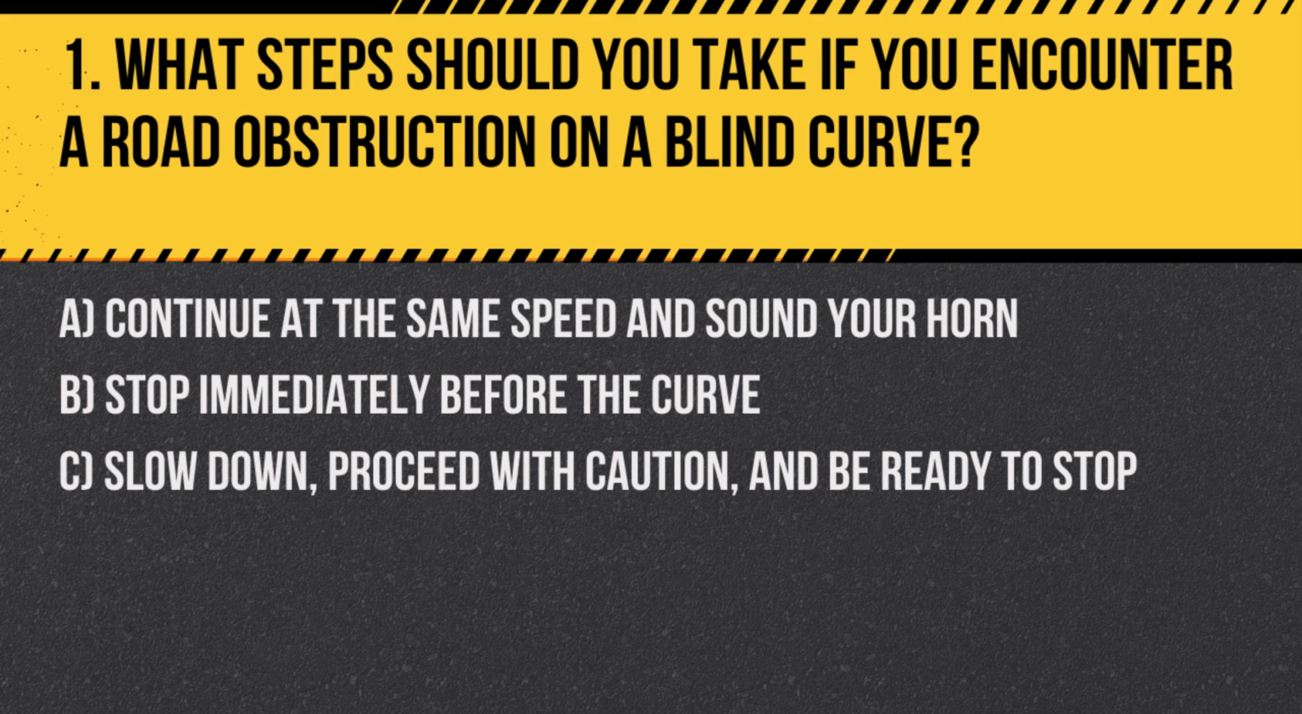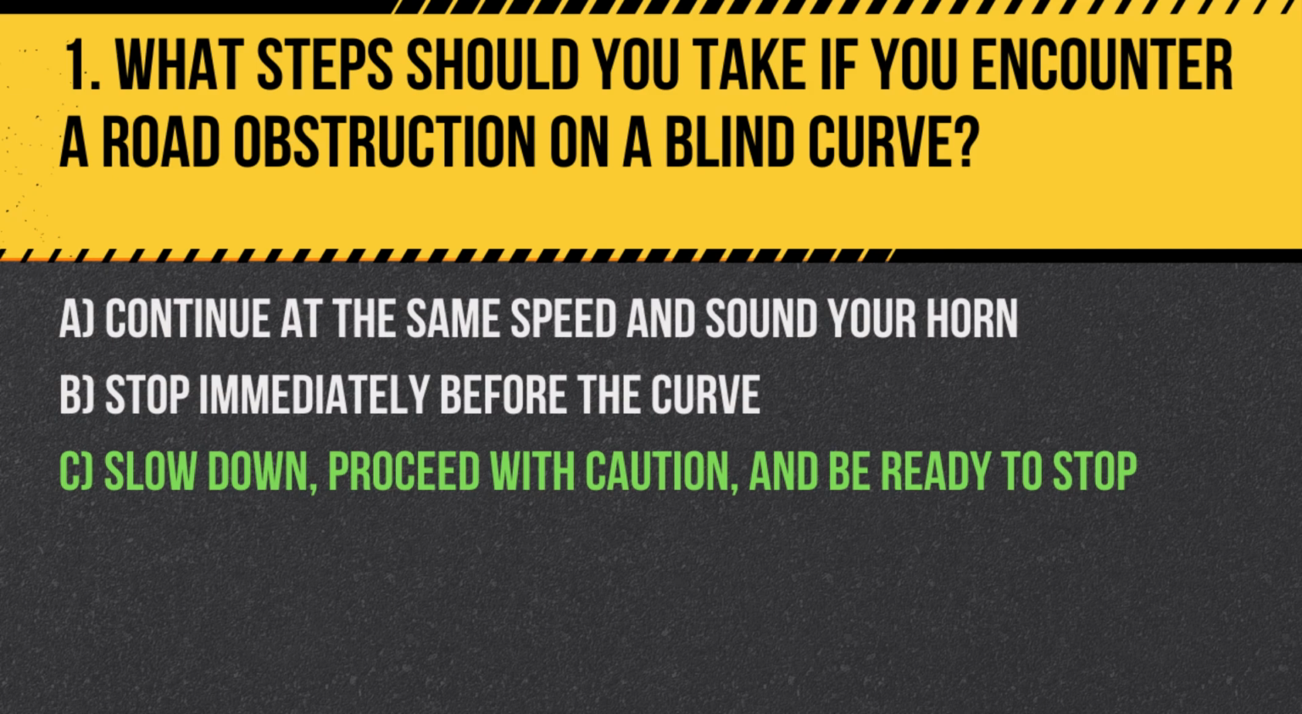Question 1. What steps should you take if you encounter a road obstruction on a blind curve? A. Continue at the same speed and sound your horn. B. Stop immediately before the curve. C. Slow down, proceed with caution, and be ready to stop. Answer. C. Slow down, proceed with caution, and be ready to stop.